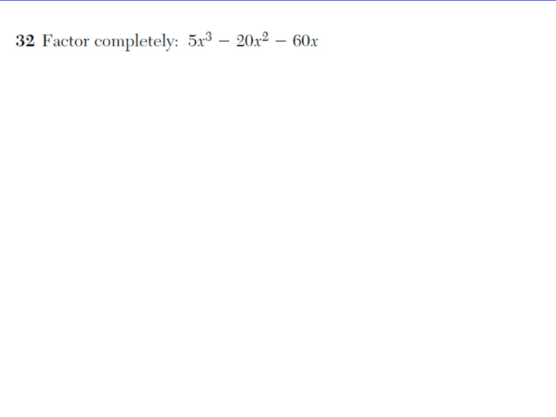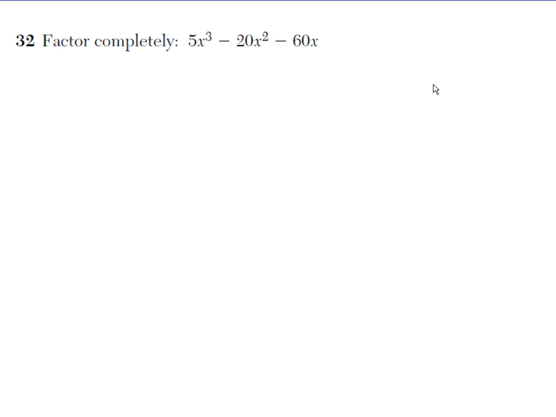Okay, factor completely. So we're going to begin this by factoring out a 5x. And let me explain why. We factor out a 5 because 5 is the greatest common factor of 5, 20, and negative 60. So that's why we factor out a 5.